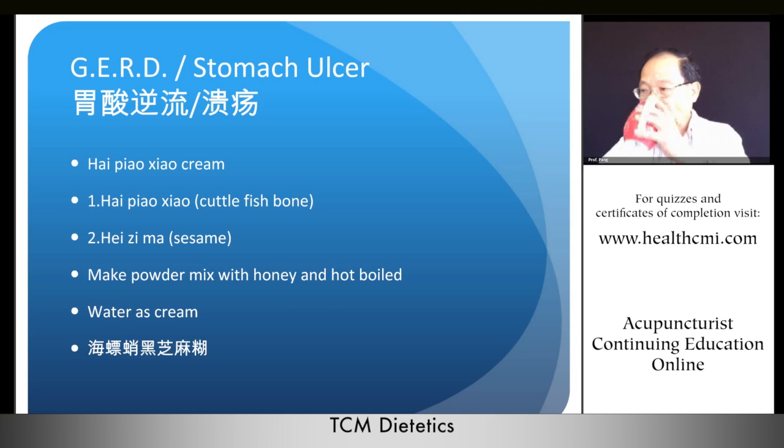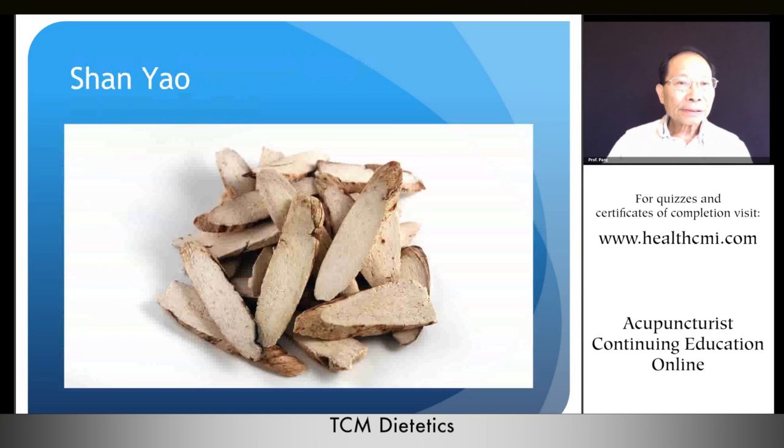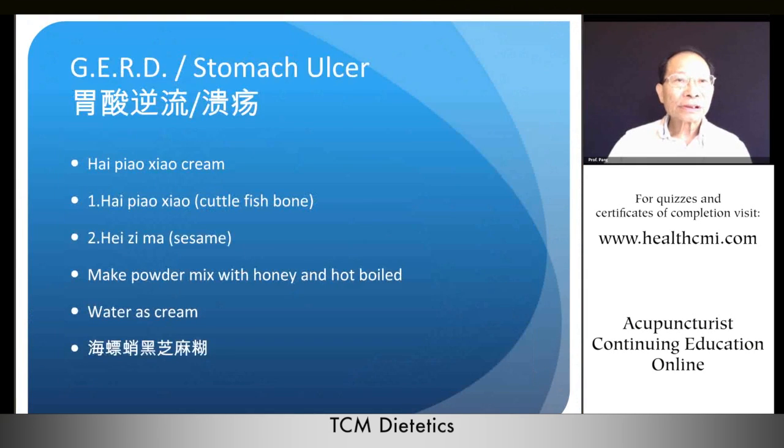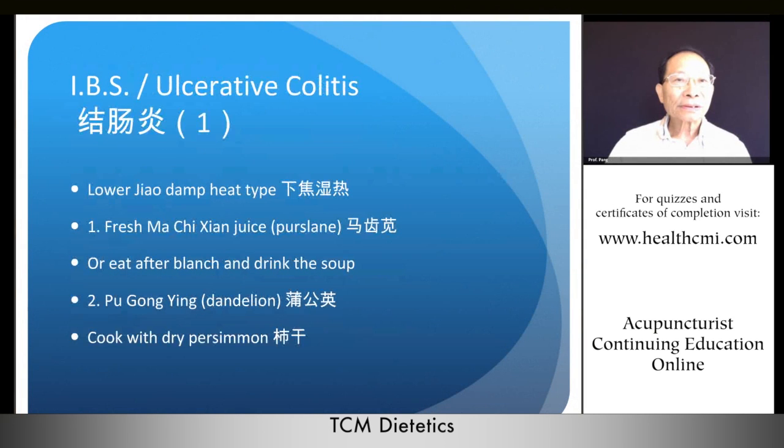Hai piao xiao, also known as wu zhe gu, is cuttlefish bone. It is astringent, slightly warm, slightly salty, and astringent. Enters the kidney, liver, and stomach. It stops bleeding, astringes the kidneys, and harmonizes the stomach by inhibiting gastric secretion. So again, crush the cuttlefish bone to a powder, mix with black sesame, making a paste. And again, you can use black sesame powder mixed with honey as a great spread.